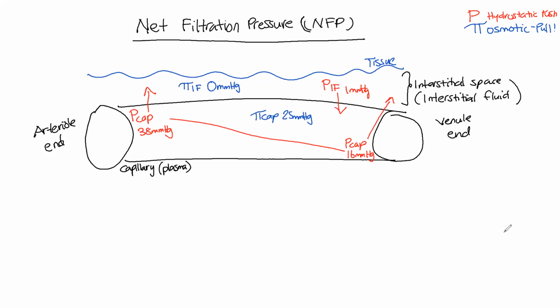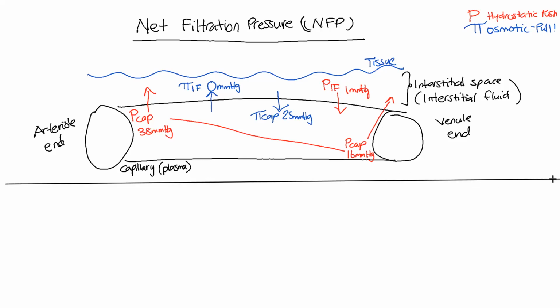As far as our oncotic or osmotic pressures, we said that they were pull forces. So this is going to be pulling fluid into the interstitial space. This is why it's really important that this is 0. And then this is going to be pulling fluid here into the capillary, okay? Everyone with me so far? Any questions so far?